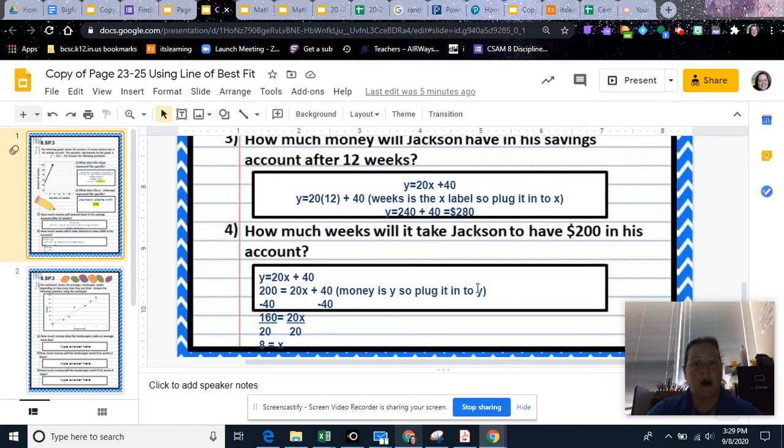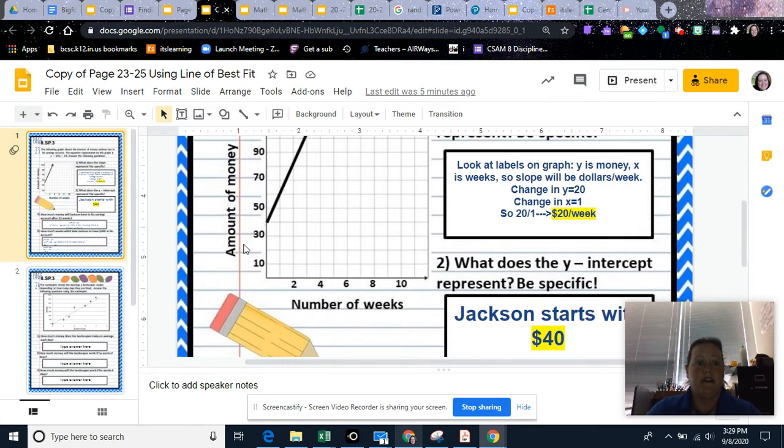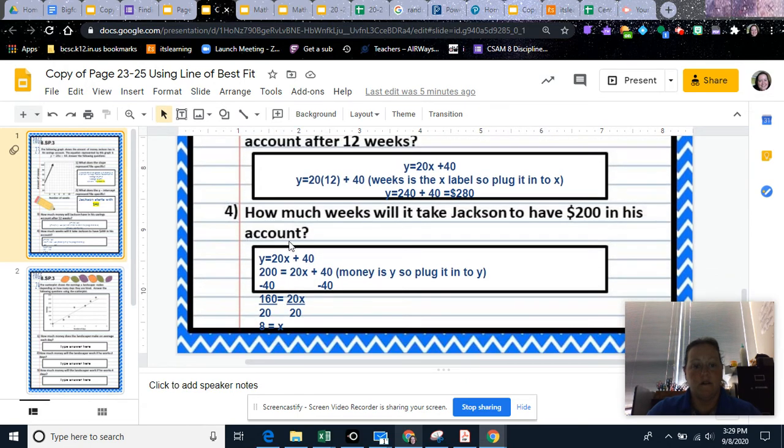Next, how many weeks will it take for him to have $200 in his account? We know that it's $200, so we know the y value. With our equation y equals 20x plus 40, we know that y is 200. So it's 200 equals 20x plus 40. From there, you have to think back to last year. Think about solving equations. You want to get x by itself.